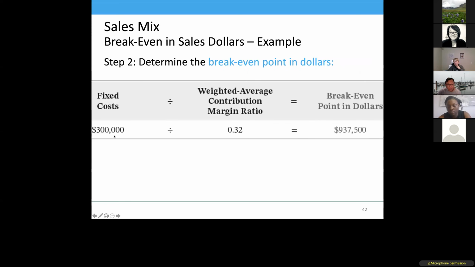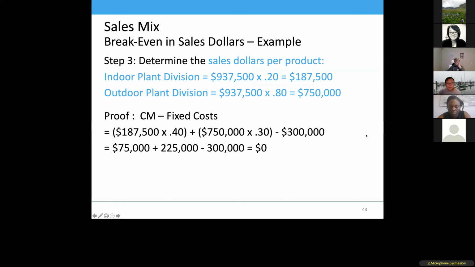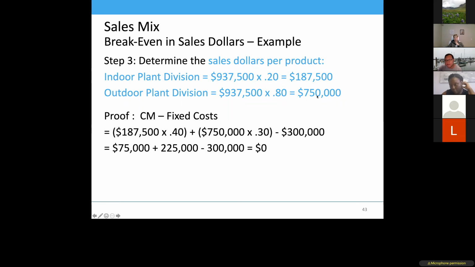Step 2, you use the formula Rachel just said. Total fixed cost 300,000 divided by the weighted average contribution margin ratio, and you get the break-even point in dollars, 937,500. Step 3. What is the sales dollars per product? Well, the total sales is 937,500, and 20% of that sales belongs to indoor division. So the multiplication gives us 187,500, and the remaining 750,000 goes to the outdoor plant division.